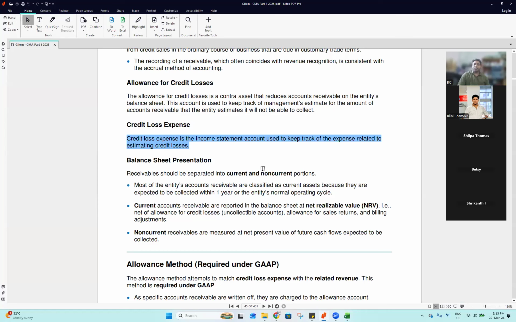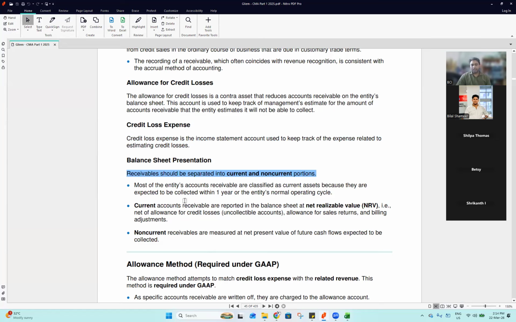Receivables should be separated into current and non-current portions. Now, current and non-current. Why? Because if you are giving a customer credit of more than 360 days, like 1 year, then those receivables you have to show separately under non-current assets. Clear? Now, most of the entities' receivables are classified as current assets because they are expected to be collected within 1 year or the entity's normal operating cycle.